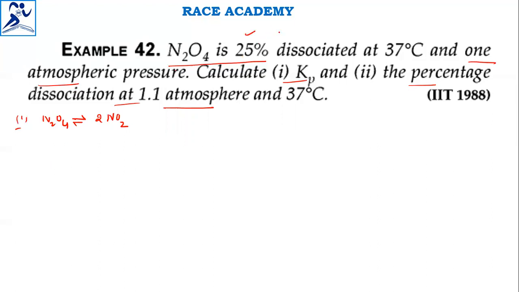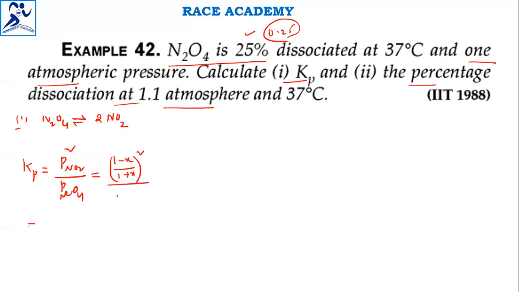The 25% is nothing but 0.25, that is x. So what is the Kp value? You can directly write it: the partial pressure of NO2 squared divided by the partial pressure of N2O4. The partial pressure of NO2 is nothing but the mole fraction at equilibrium into total pressure, whole square, divided by the partial pressure of N2O4.